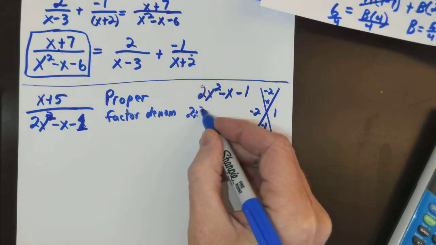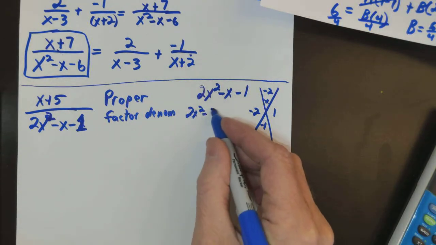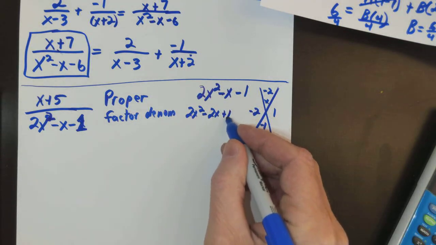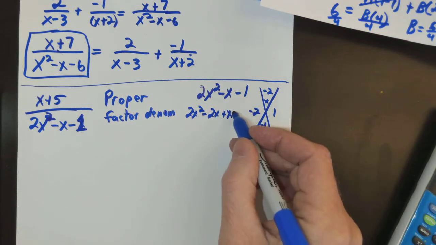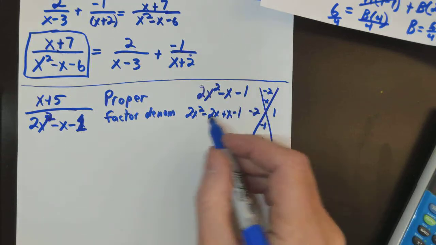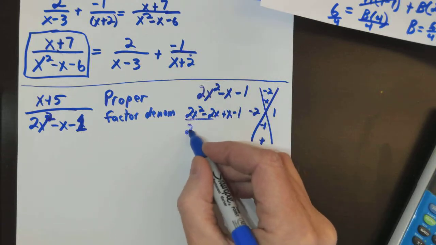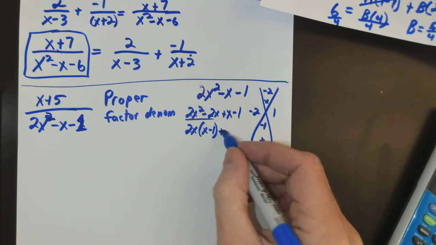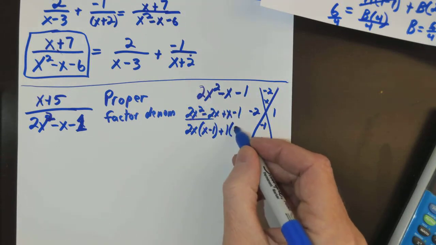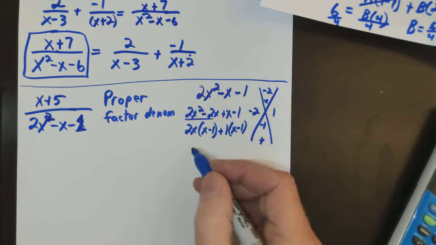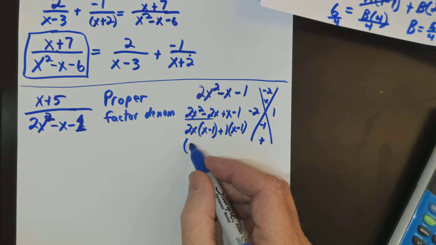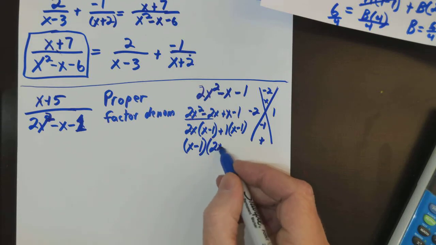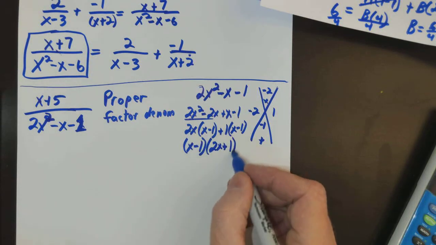So 2x squared minus 2x plus 1x minus 1. So the GCF there is 2x, and that's x minus 1, plus, and then I'll just do 1 times x minus 1 there. And so now that I have the GCF of x minus 1, and then the 2x plus 1's there.